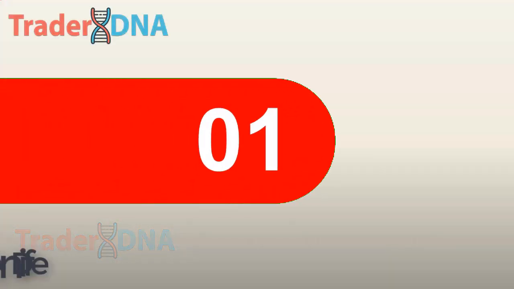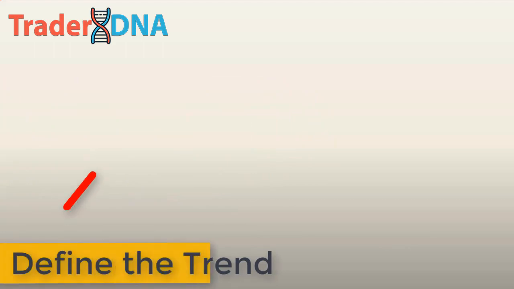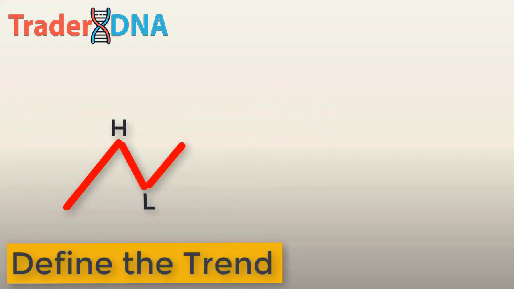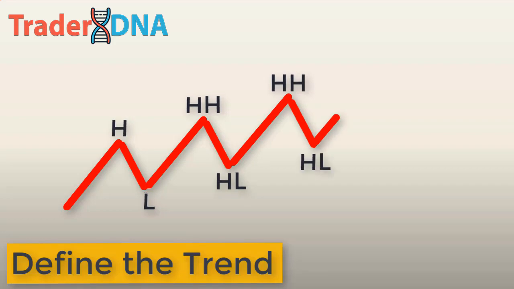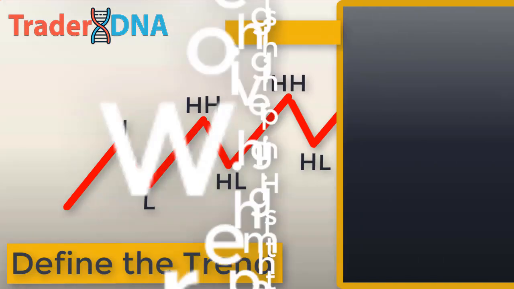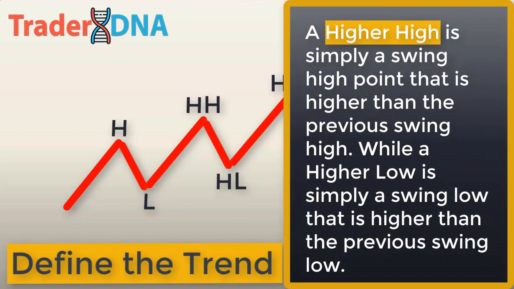Step 1. Define the trend. The definition of an uptrend is pretty much standard. In an uptrend, we look for a series of higher highs followed by a series of higher lows. A higher high is simply a swing high point that is higher than the previous swing high, while a higher low is simply a swing low that is higher than the previous swing low.